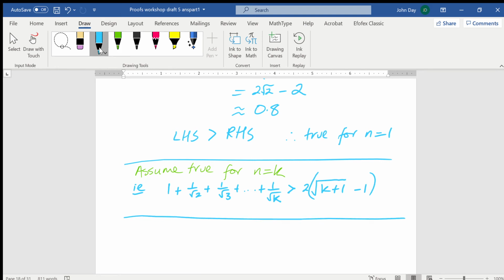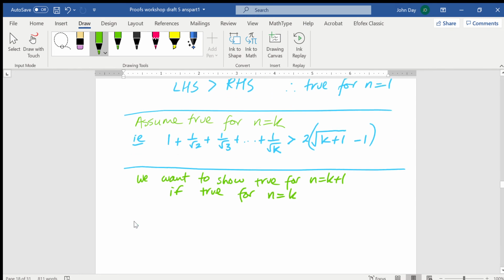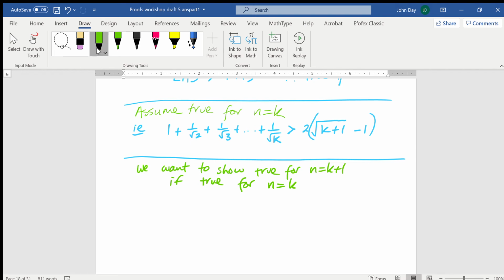All right, the third step in one of these is we want to show that it's true for n equals k plus 1 if it's true for n equals k. So we're going to do that now. So i.e. we want to show that 1 plus 1 on root 2 plus 1 on root 3 plus plus 1 on root k plus 1 is bigger than 2 root k plus 1 minus 1.